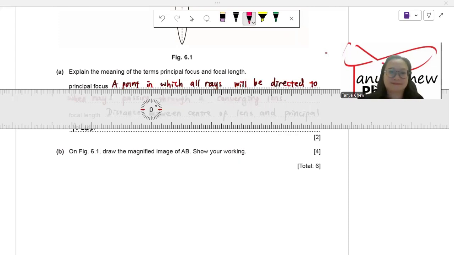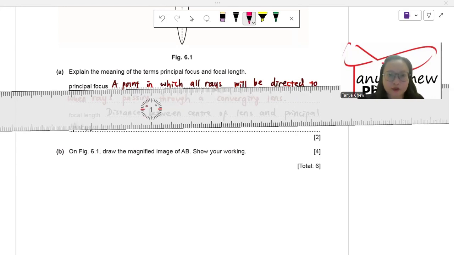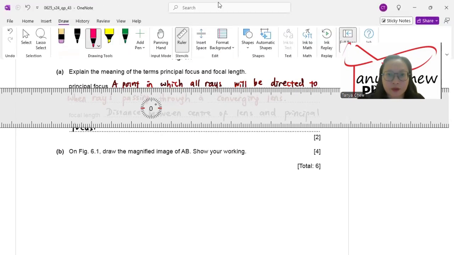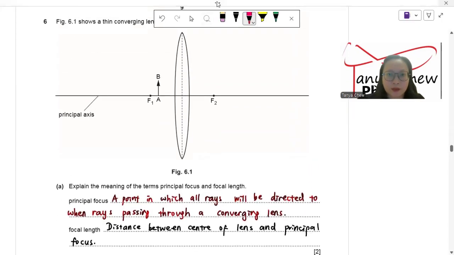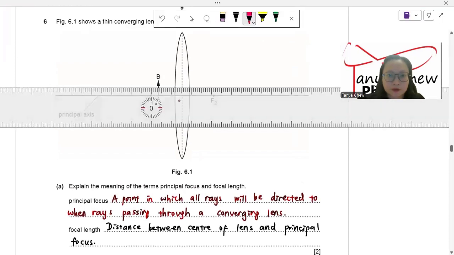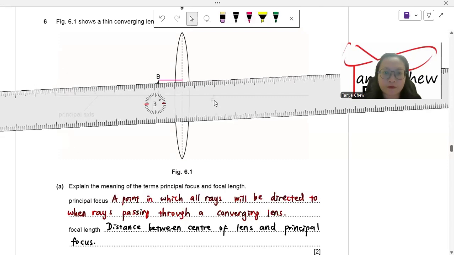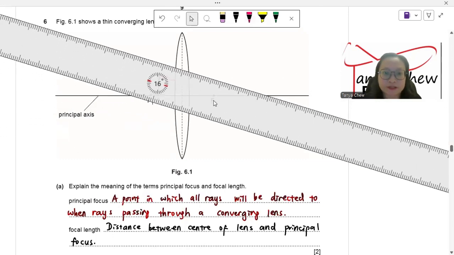Now, part B, on fig 6.1, draw the magnified image of AB. Show your working. I am going to draw it right now. So let me scroll up a little bit and get my ruler. So first of all, whenever you draw a ray that is horizontal, a ray that is horizontal must be refracted towards the principal focus.